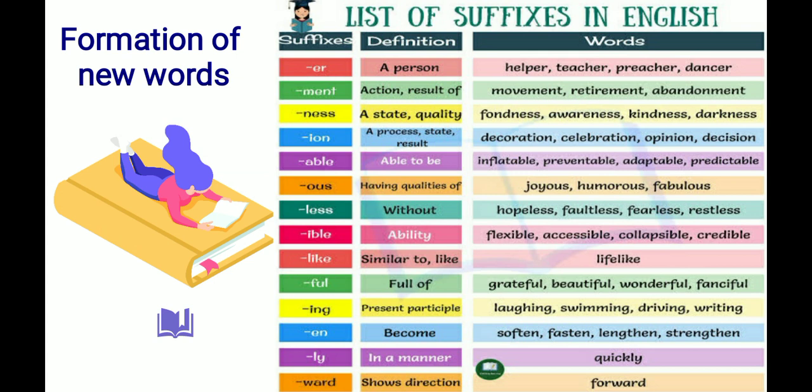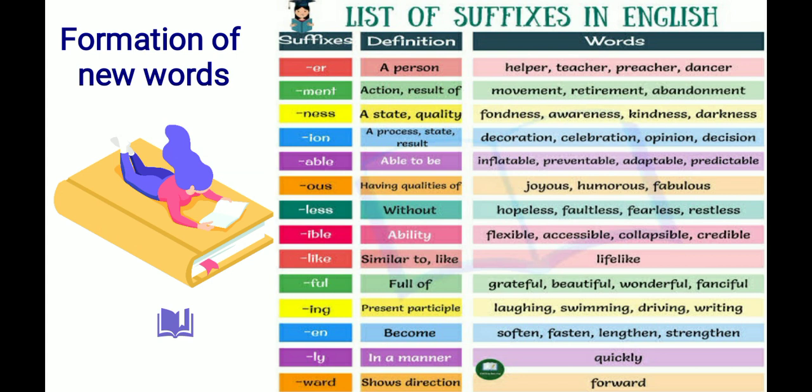Next, ness. Ness is describing a state or quality, like kindness. Kindness is a quality of a human being. Kind is a root word and then we have added ness with kind. We have added ness at the end of the word kind and the new word becomes kindness. Kindness is a quality. Then darkness. Darkness is a state.